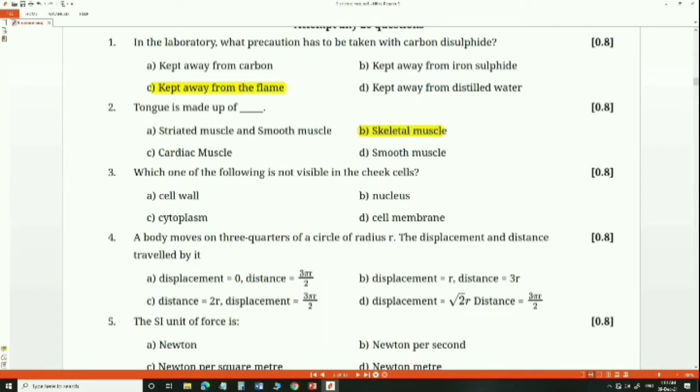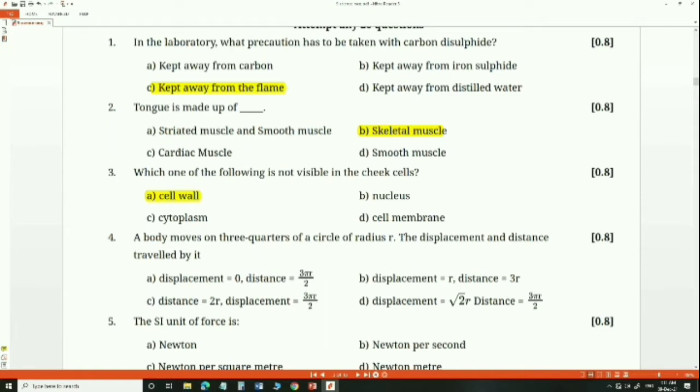Now move on. Third question is, which one of the following is not visible in the cheek cells? Option A, cell wall, B, nucleus, C, cytoplasm, D, cell membrane. The true answer is A, cell wall.